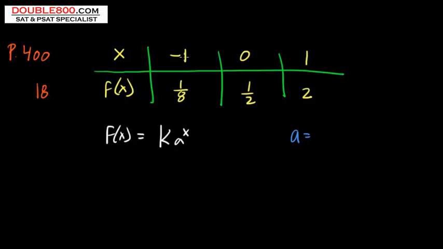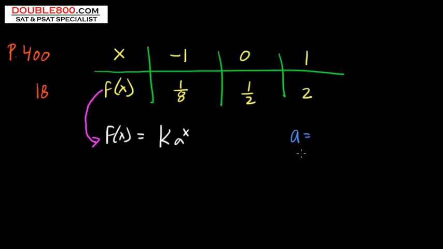So when x is negative 1, we know the function is 1/8. When x is 0, 1/2, and so on. And here's the function. Remember, this is the function here. It's defined as k times a to the x power, and we're told that k and a are both constants. They're always the same, and x corresponds to the table up here, and we have to solve for a.